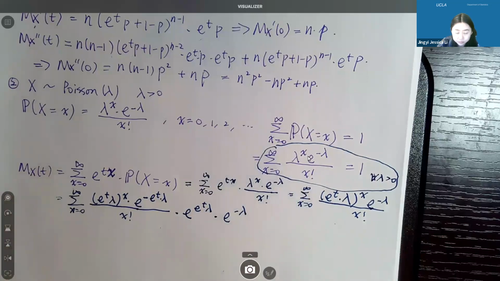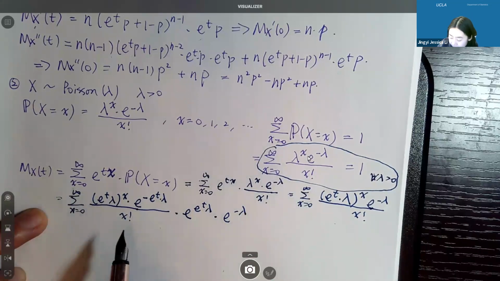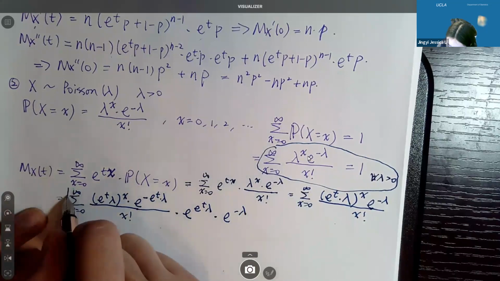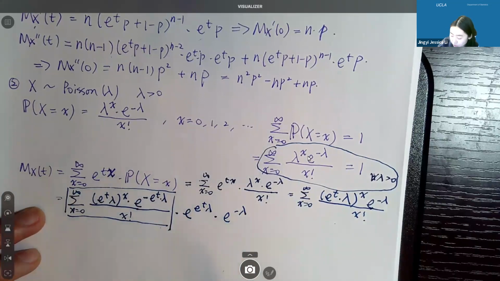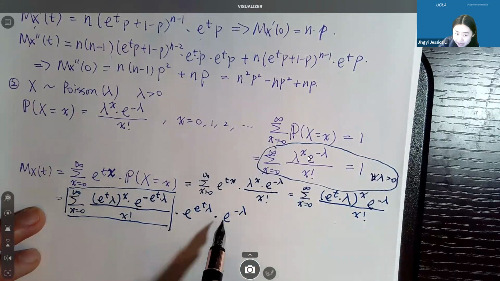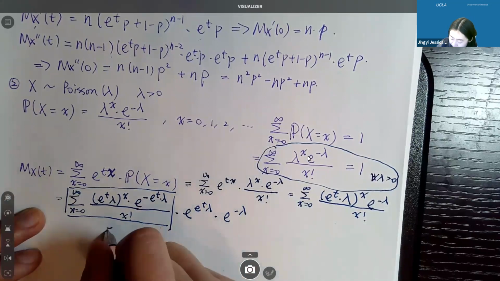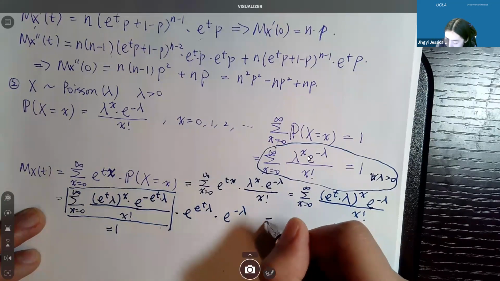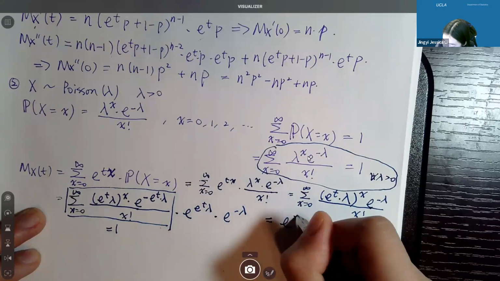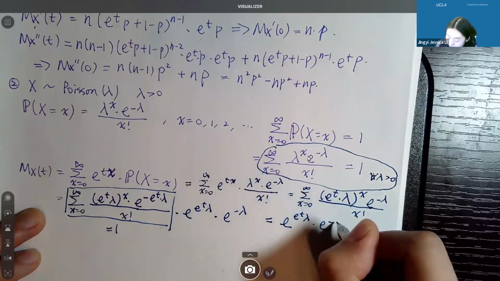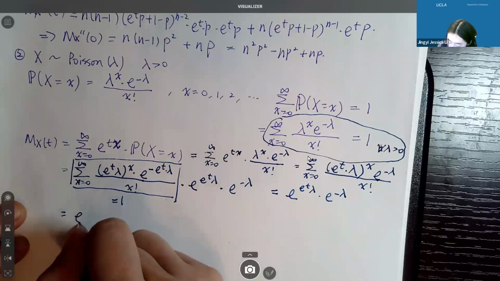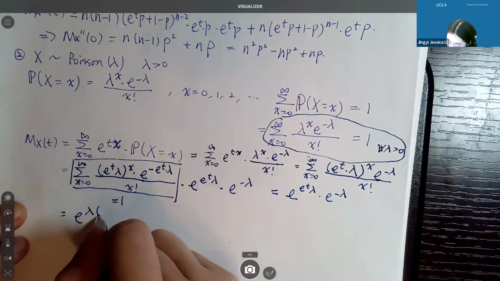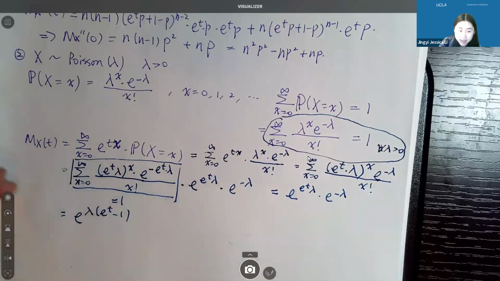So therefore, you can see that I created a term here so I can simplify the sum. Basically, this term would be equal to 1. And these two terms have nothing to do with x, so I can get them out of the sum. After the simplification, what I have is exponential to the e^(t) lambda times e to the negative lambda. That's it. And if I want to do one further simplification, it's just exponential to the lambda times (e^(t) minus 1). I just combine those two terms, and that's it.